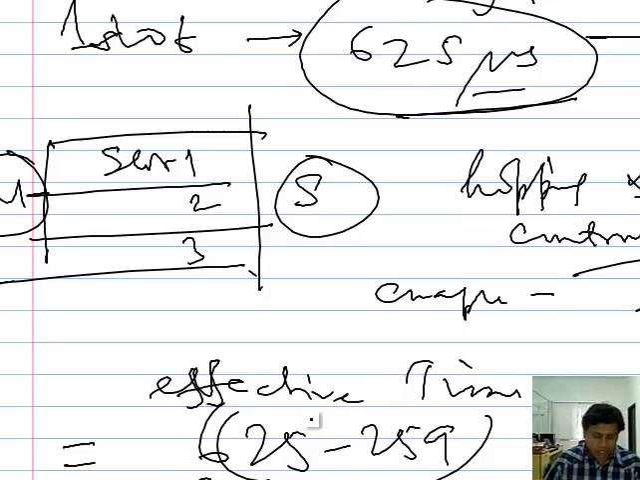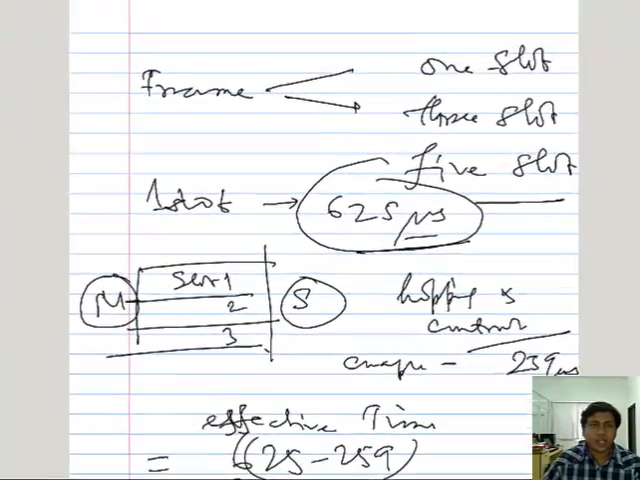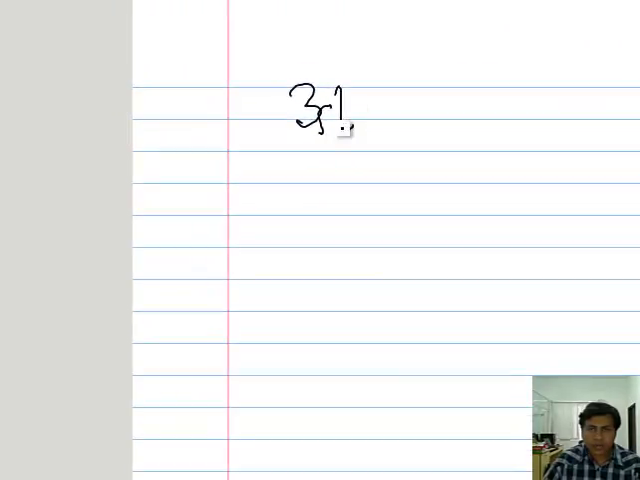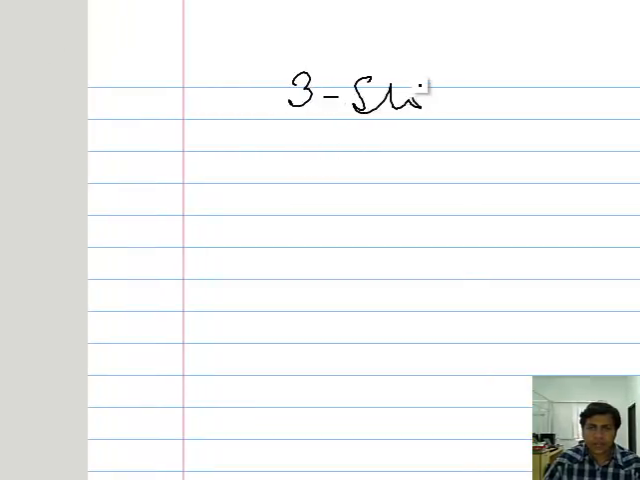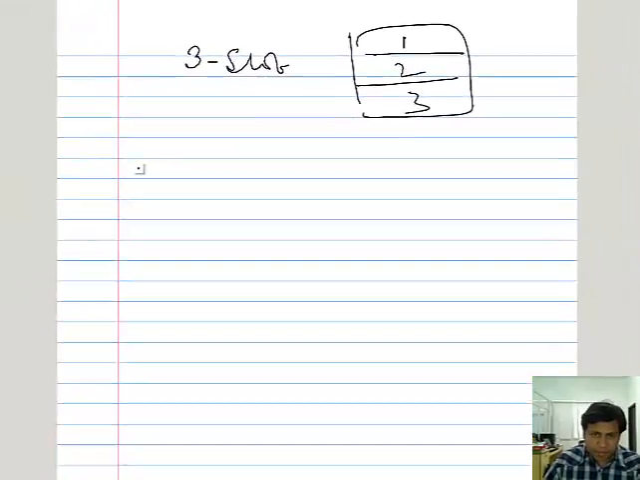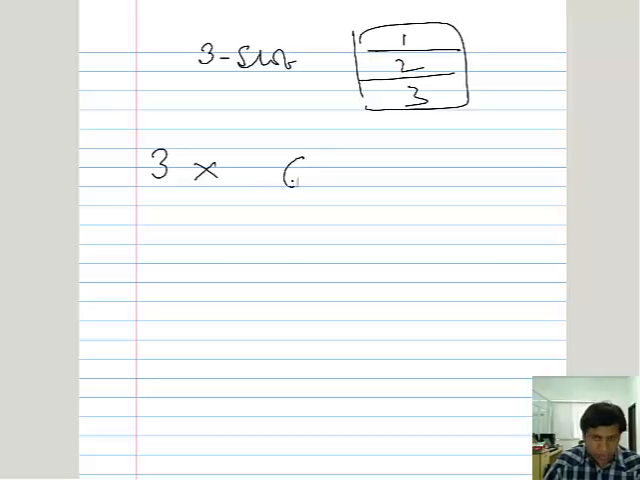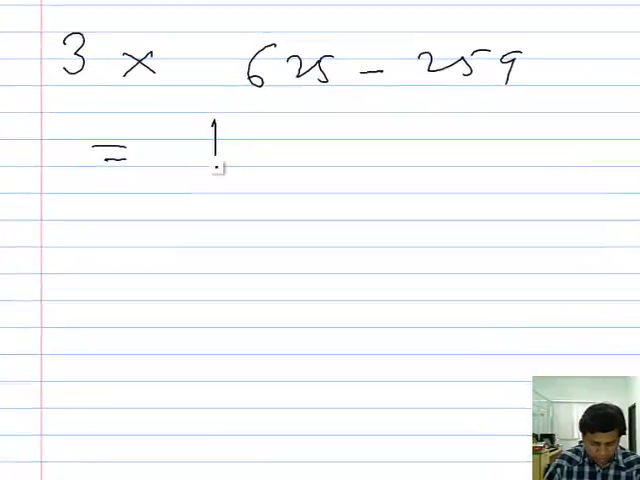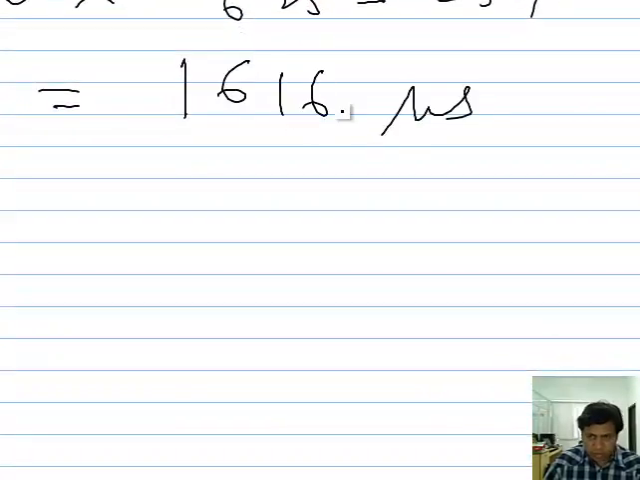So in such cases, in this particular fashion we can calculate other things also. For example, if we talk about three slots which we have shown you in the picture, slot 1, 2, 3, we have seen per slot calculation, so it will be 3 into 625 minus 259, and it will come under 1616 µs.